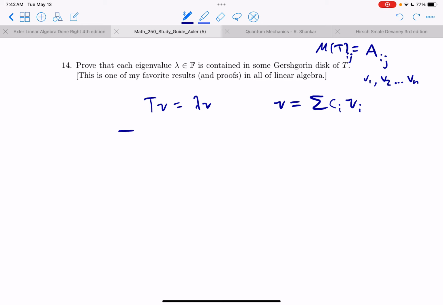Okay. So what we're going to do is just replace v with the sum in the basis, and then replace v with the sum in the basis. And then, T is linear, so we can pull out the sum and pull out the coefficients.